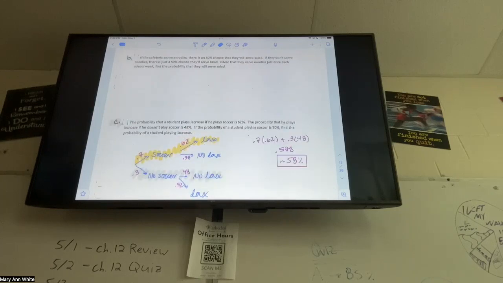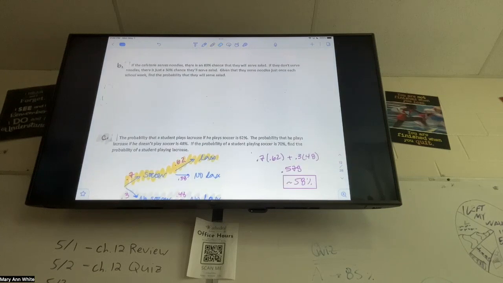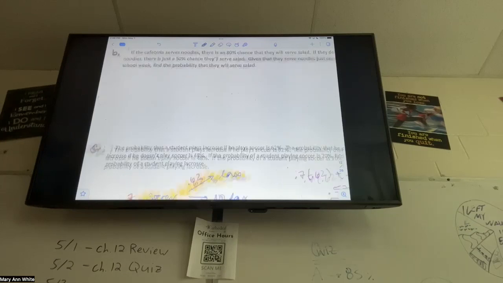This one is about noodles and salad. It says if the cafeteria serves noodles, then there's an 80% chance they'll serve salad. If they don't serve noodles, there's just a 50% chance they'll serve salad. Given they serve noodles just once each school week, find the probability that they will serve salad. Okay. Since this last sentence says, given that they serve noodles just once each school week, that means noodles is like my independent thing that everything else depends on. So we're gonna write noodles first.